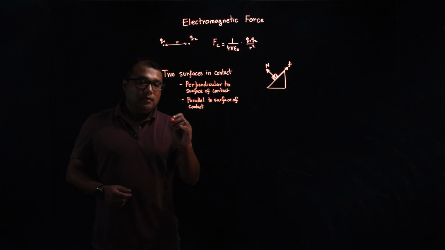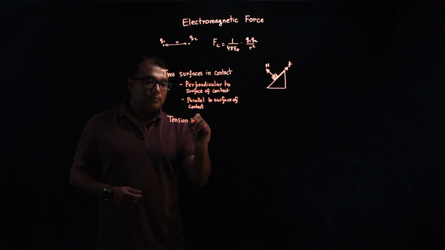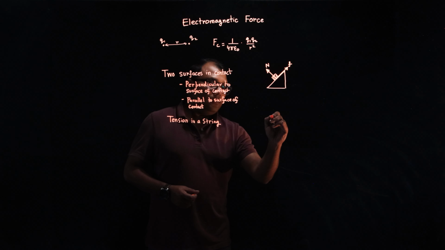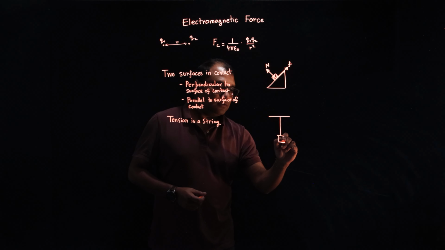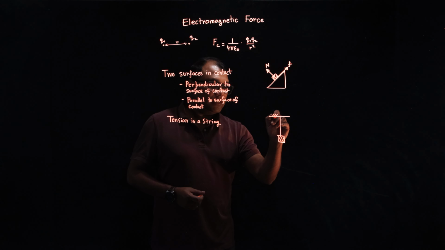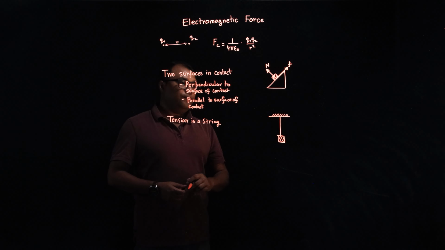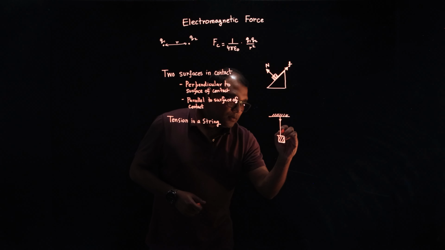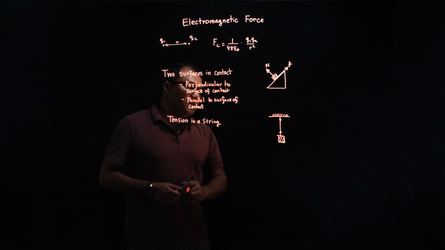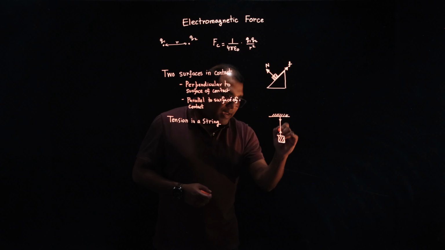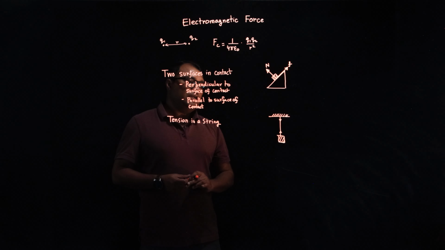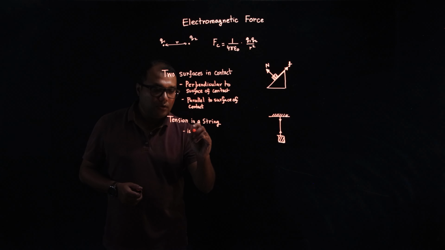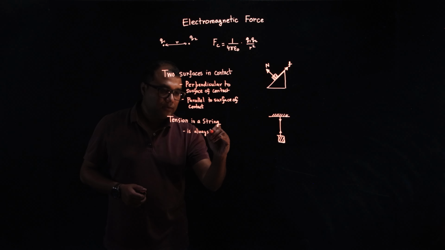Okay, now let's say tension in a string. That too is an example of electromagnetic force. For example, let's say there is a string which is attached to the ceiling and then there's a body hanging from it. Now the tension in the string, which acts away from the body, exerts an electromagnetic force on the bodies attached to the ends of the string. And this tension is always away from the body.